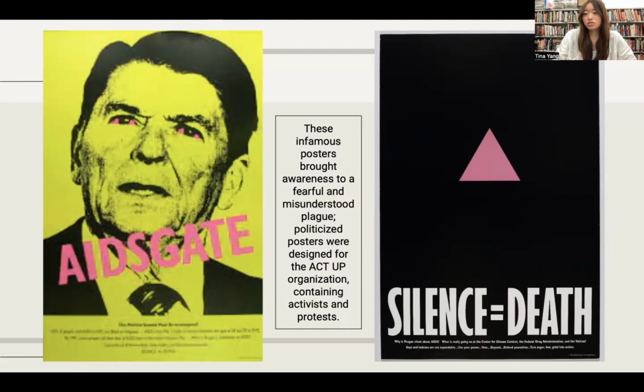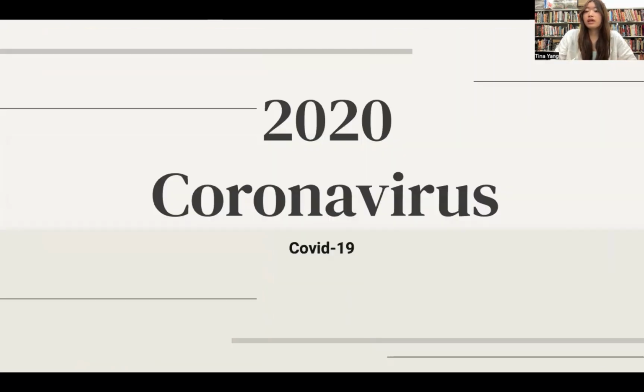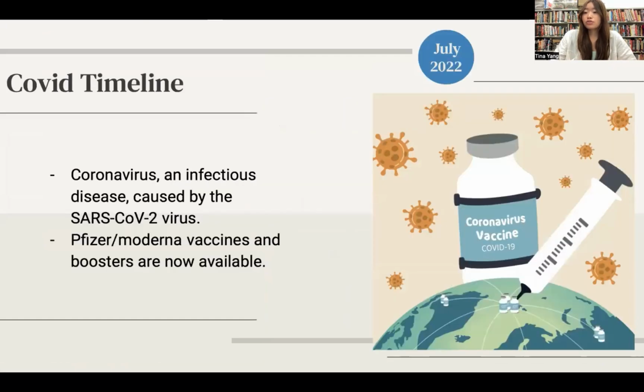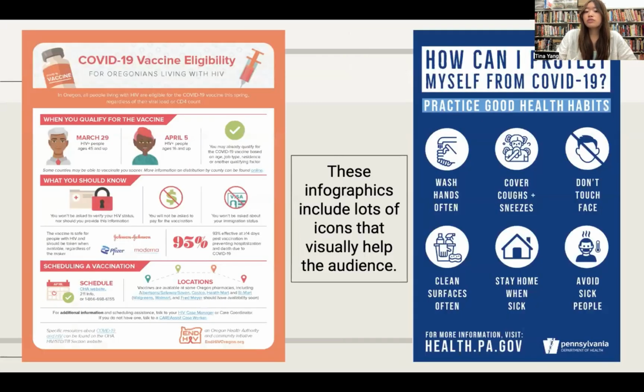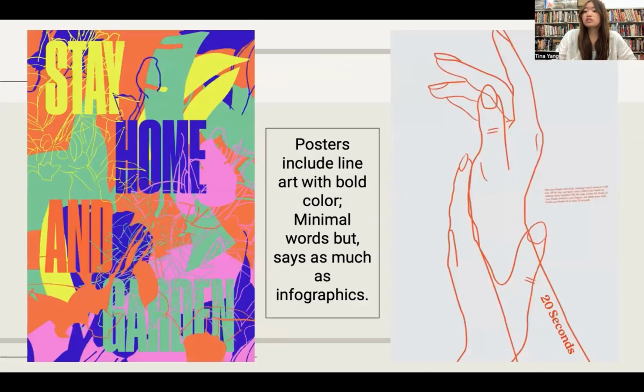Now we turn to modern day, which is coronavirus. So coronavirus is an infectious disease that started in 2019, which eventually led to a 2020 pandemic. During the pandemic, even more styles of art were introduced, whether it's recreation from propaganda posters to infographics that included lots of icons, as well as minimalistic art that say as much as infographics.